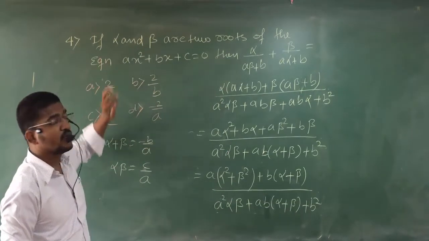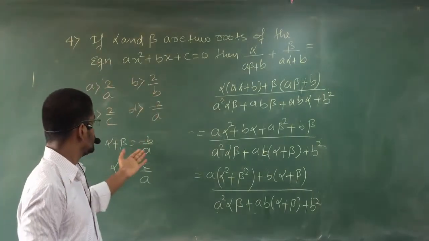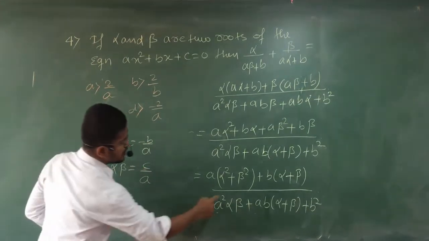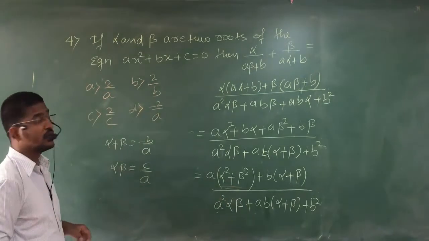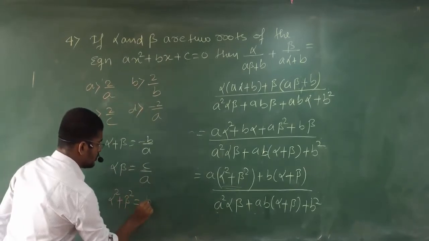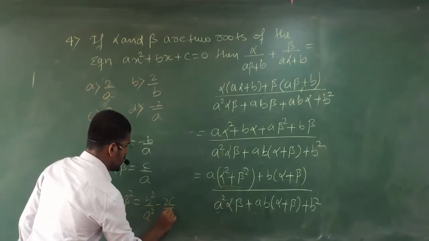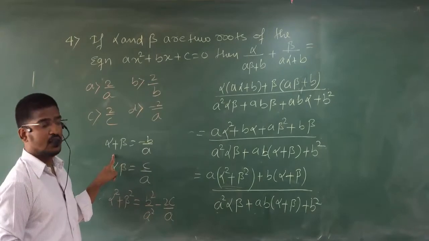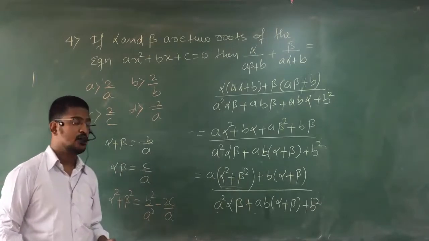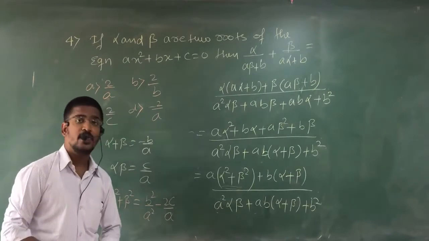From ax square plus bx plus c equal to 0, you have alpha and beta are the roots. Therefore, sum of the two roots is minus b by a. Product of the two roots is c by a. From this, see here, what you need? Alpha square plus beta square. From this, you can write alpha square plus beta square equal to b square by a square minus 2c by a. You make squaring on both sides, and you know what is alpha into beta. You make squaring on both sides, you will get this term. Clear?